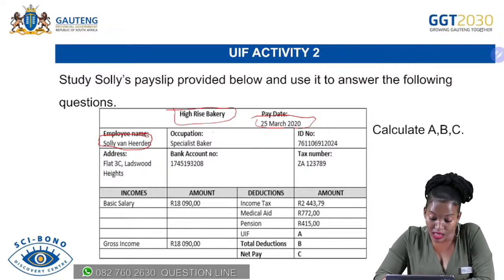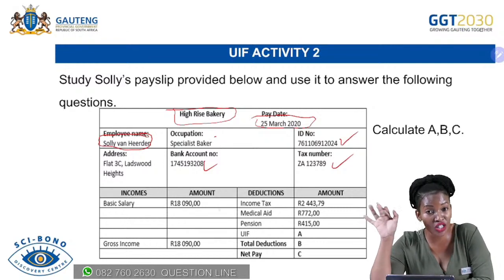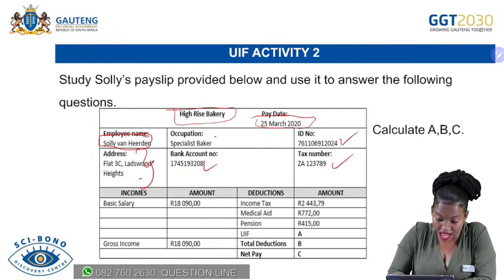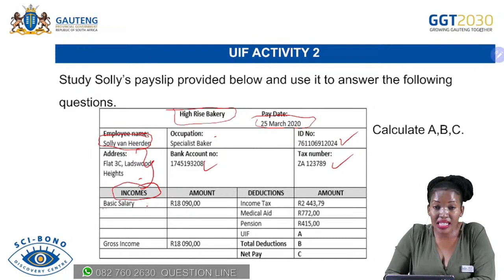He's a specialist baker. There is Solis' ID number, his tax number, his bank account number, because remember, his salary must be deposited into his bank account. And then we've got Solis' address. And then the other important information, we have the incomes. Solis' basic salary is how much? It's 18,090. And then the gross income is also 18,090.